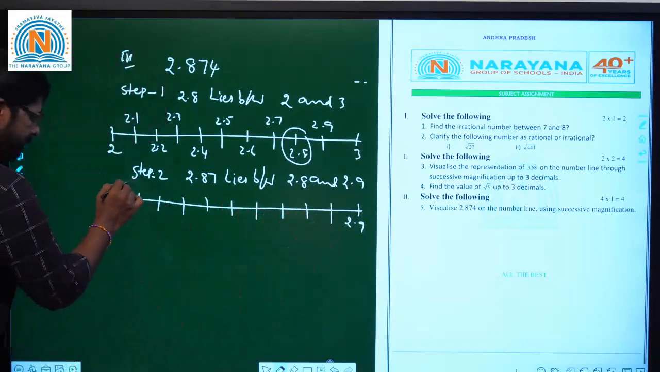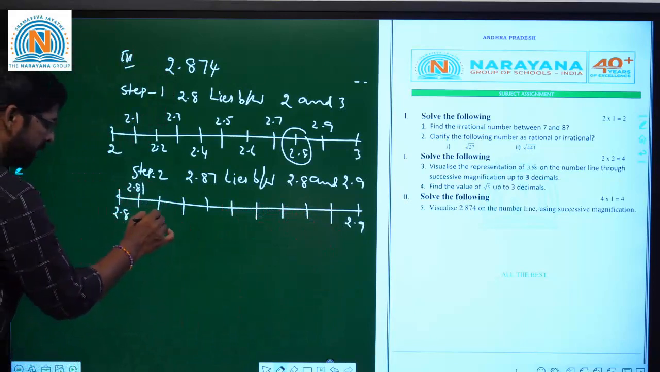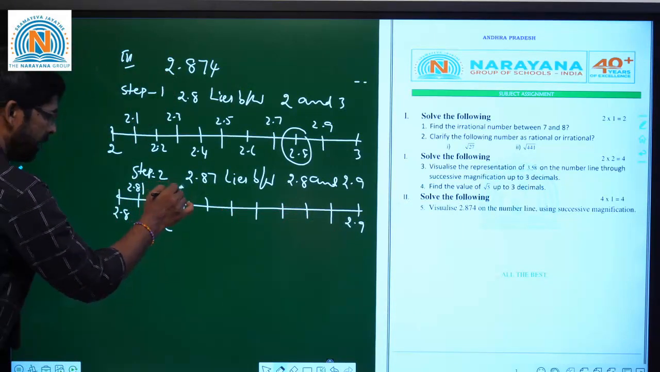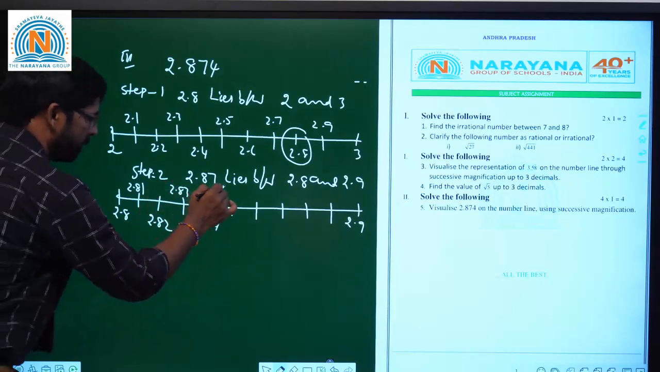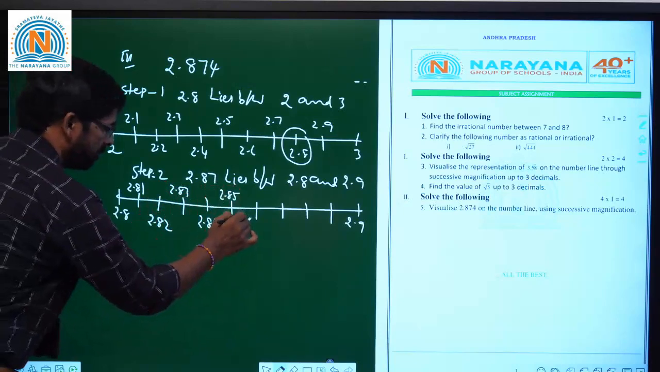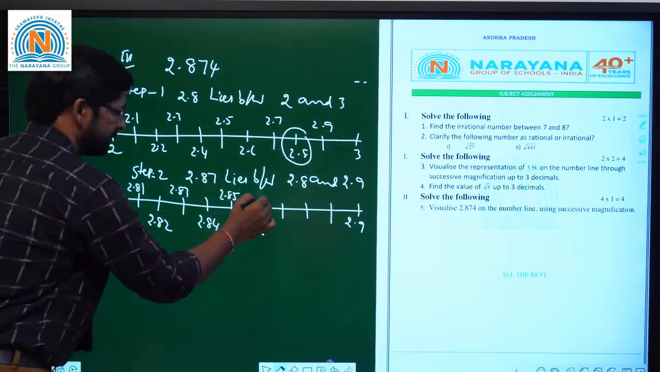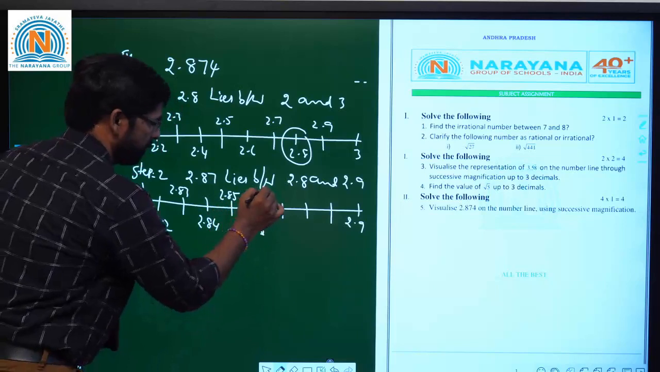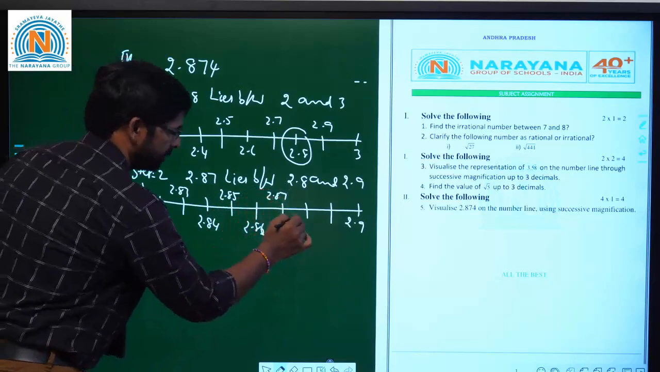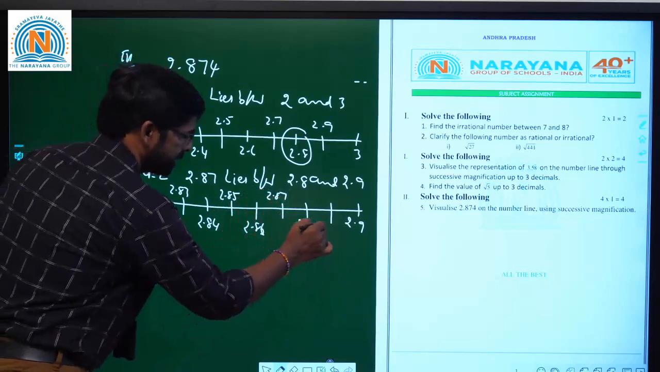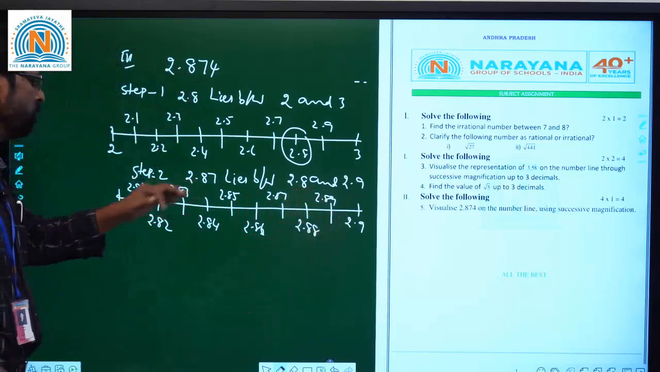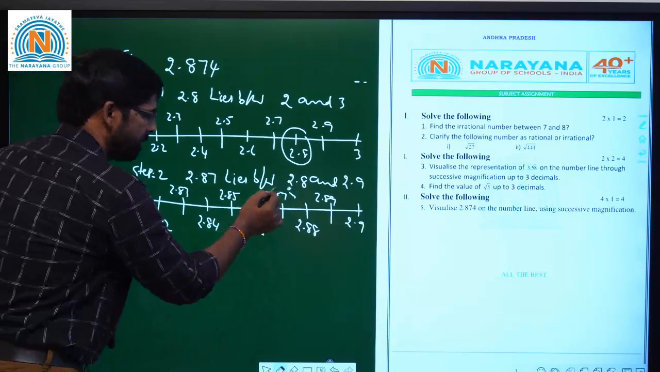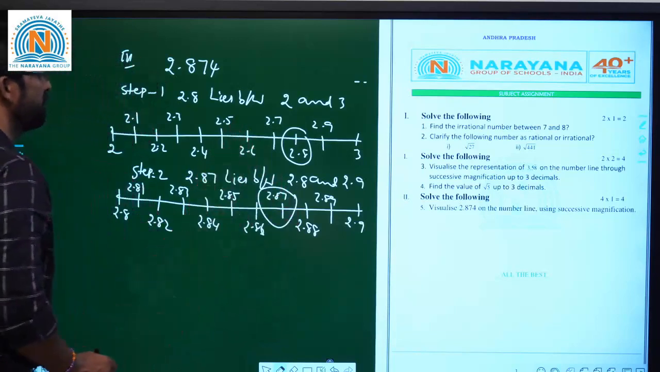So 2.8. Next one is 2.81. Next 2.82, 2.83. Next 2.84, 2.85, 2.86, 2.87, 2.88, 2.89. So what is the required number? 2.87. 2.87 is mapped on the number line. Next, third step.